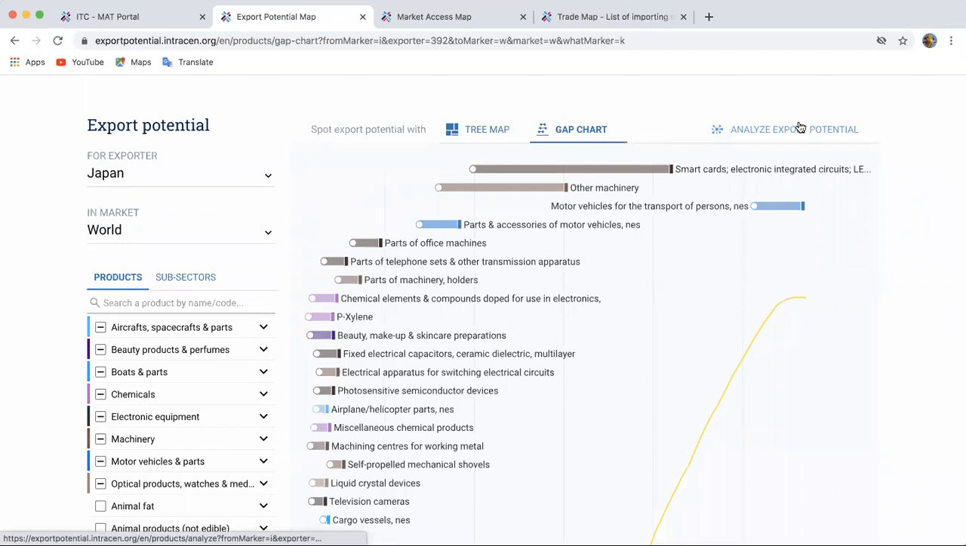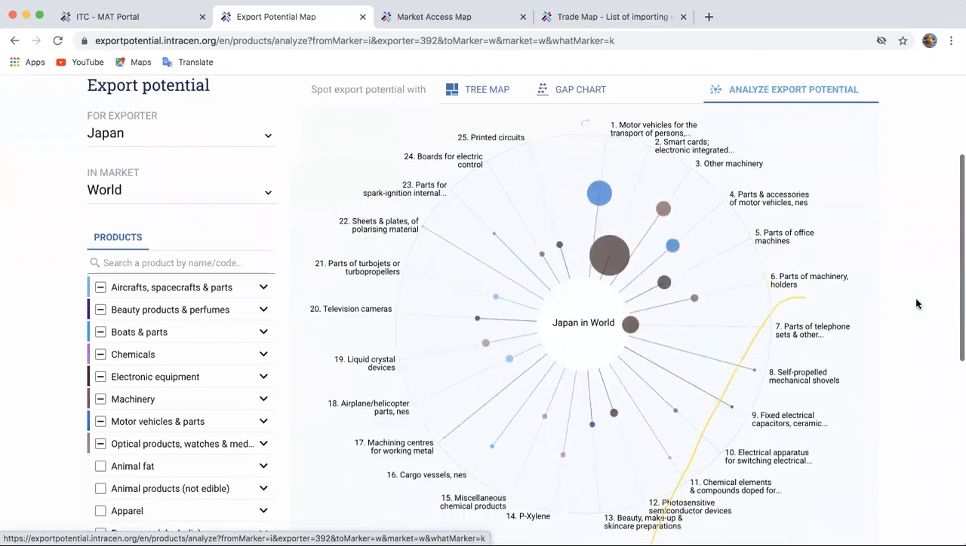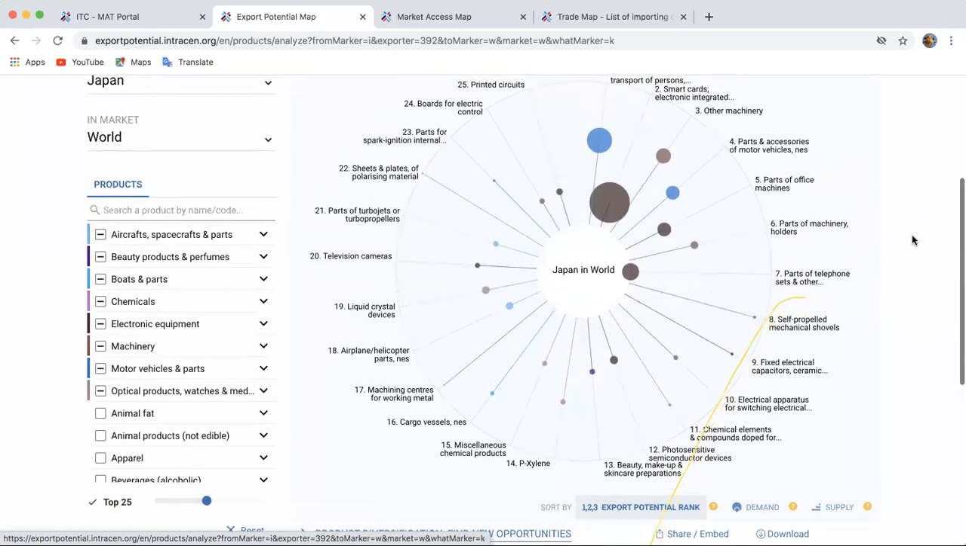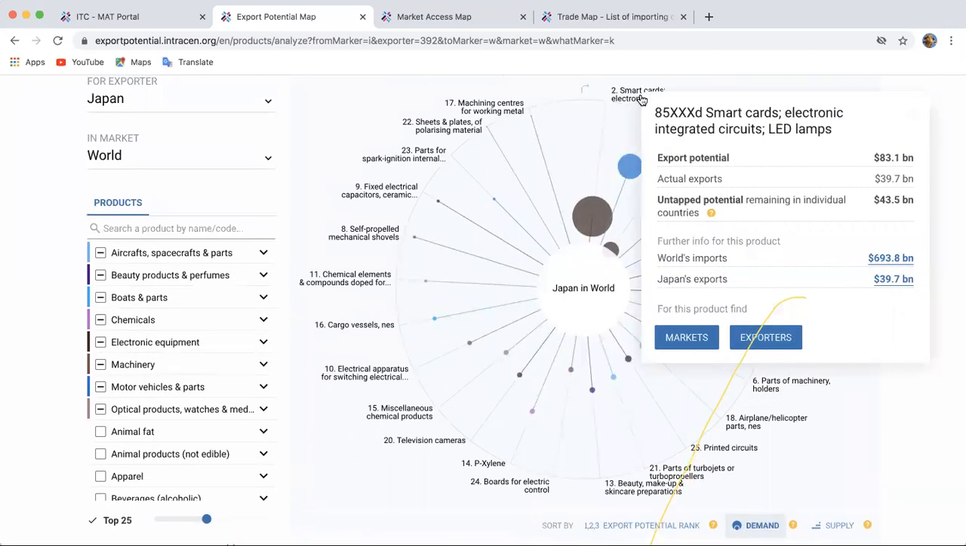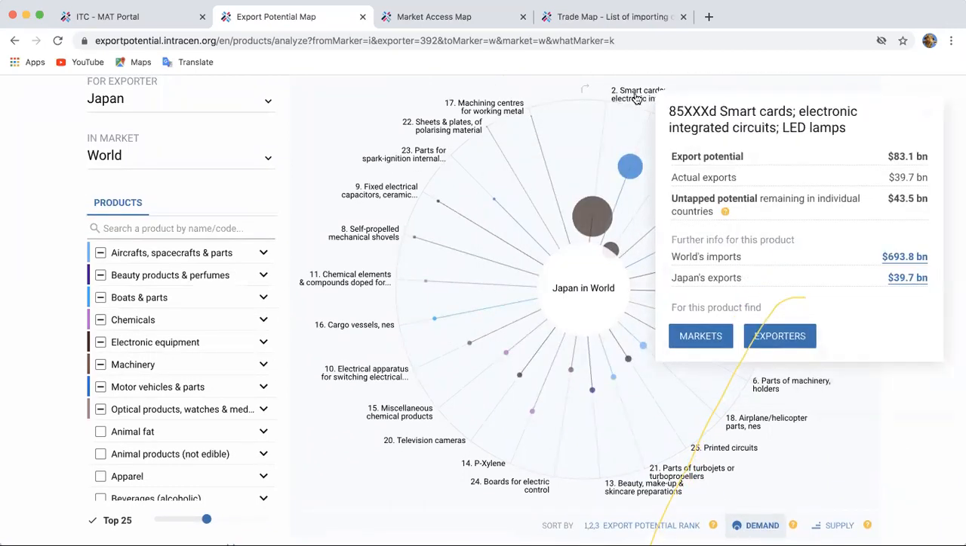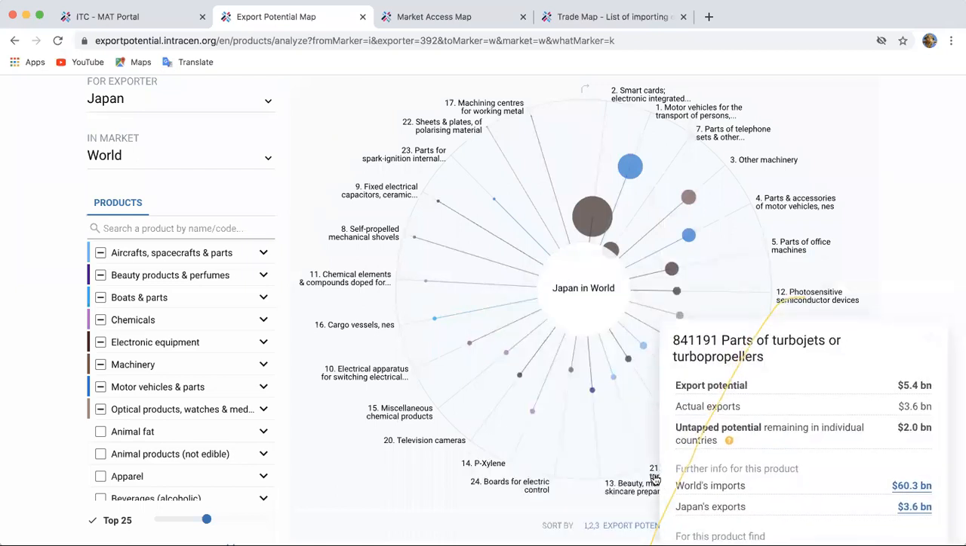You can also look more into detail when you look in analyze export potential, because this gives you a ranking according to export potential in general, but you can rank them. If you scroll down, you can rank them according to demand for this product in the world market. So the ranking number stays the same, but the ranking starts here, and they all get a different spot according to the demand for this product in the world market and the share of demand in their export potential calculations.